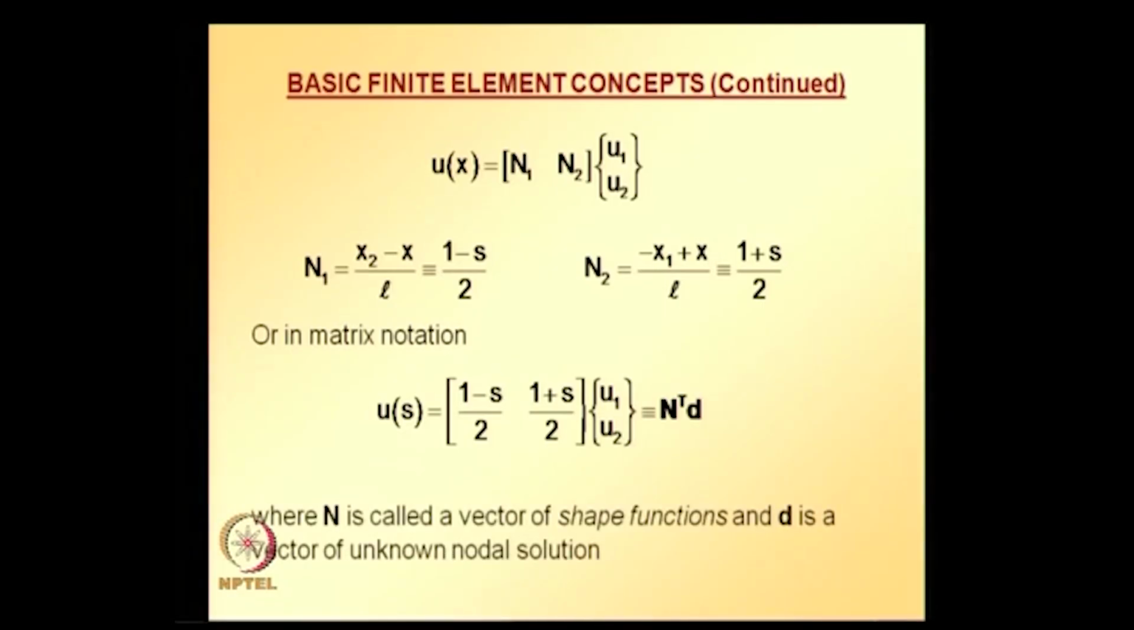N is called the vector of shape functions, d is the vector of unknown nodal solution. And this kind of notation is all an individual thing. So, if you see different textbooks, you will have different kinds of notation. So, whenever you are trying to read a particular textbook, you make sure that you understand the notation that is being followed in the textbook clearly before you proceed.